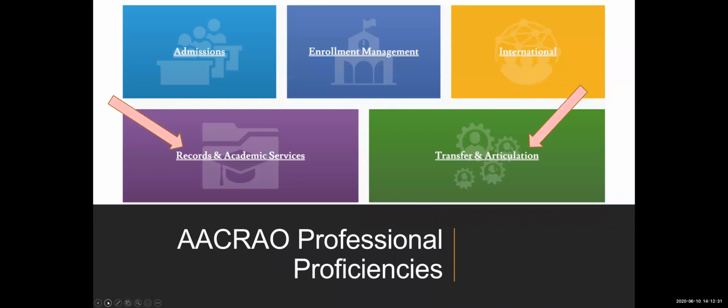As I mentioned earlier, it's actually core to our professional proficiencies. The records and academic services in particular, and this is a screenshot from our website, and transfer and articulation. They have key areas where we believe everyone who's in this field should have some expertise in.